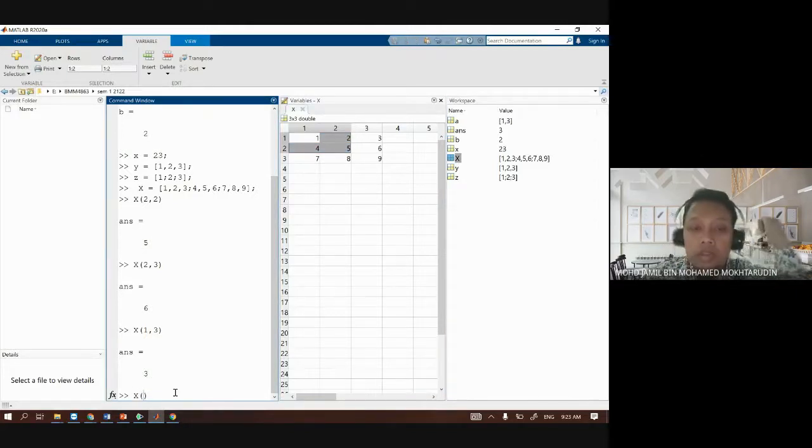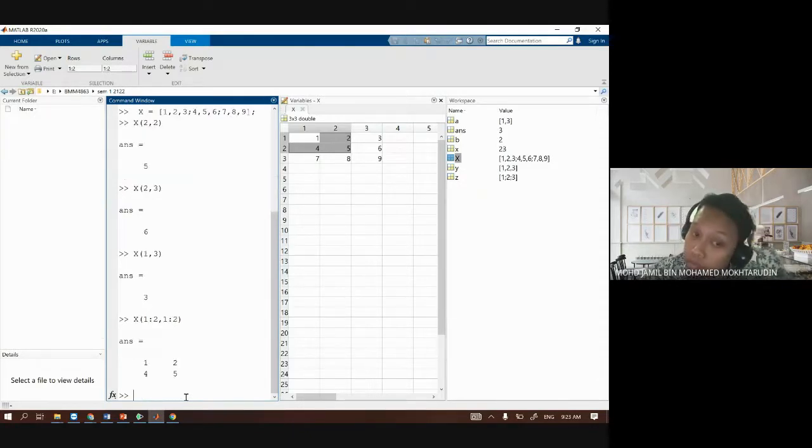So first, kita nak from row 1 until row number 2. So you just write row 1, and this symbol here, double dot, represents until, okay, sehingga. From 1 until 2. And then column 1 until column 2. So it extracts this matrix here.